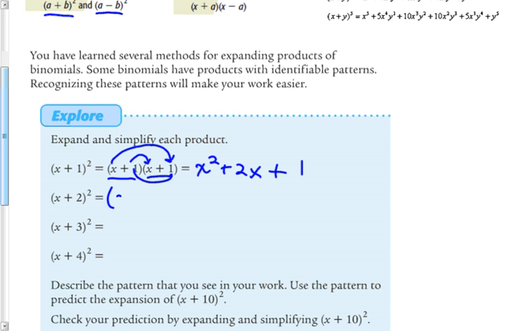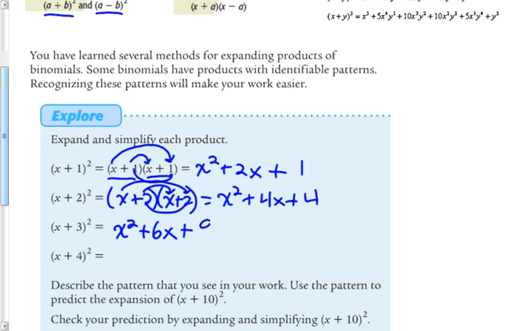This next one, x plus 2 times quantity x plus 2 is equal to x squared plus 2x on the outside, 2x on the inside, that makes 4x, plus the last two are 2 times 2, which is 4. I'm just going to write down the answers to the next two so we can look for a pattern. So we get that, and we get x squared plus 8x plus 16. Pause right now and see if you notice a pattern between the numbers that we're multiplying and the expanded form of that.